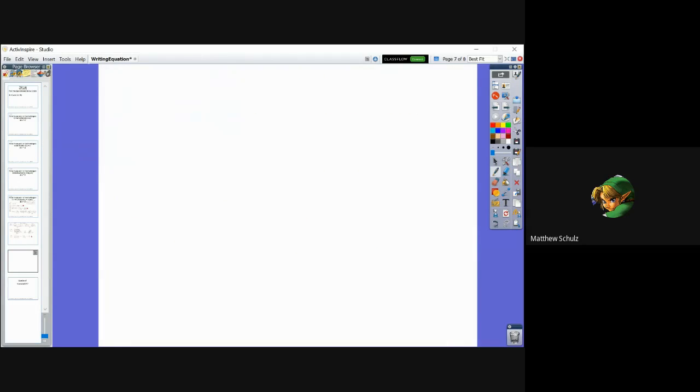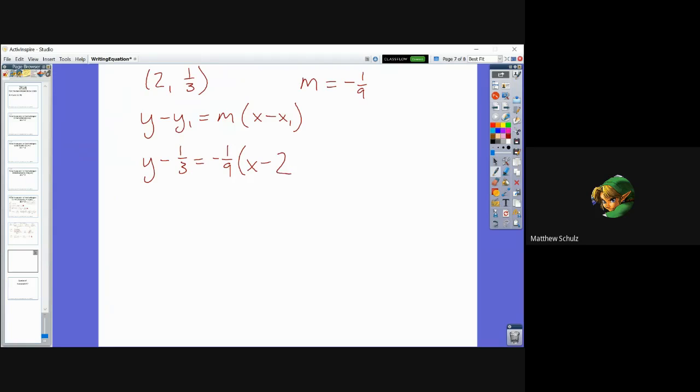Okay. So now, once again, we have a point that exists on our function, which is 2, 1/3. So 2, 1/3, and we also have the slope of the line tangent to it, which is negative 1/9. So now all we have to do is just use our point-slope form to find the equation of that line. Okay, so y minus y1 equals m times x minus x1. And that's going to give me y minus 1/3 equals negative 1/9 times x minus 2.